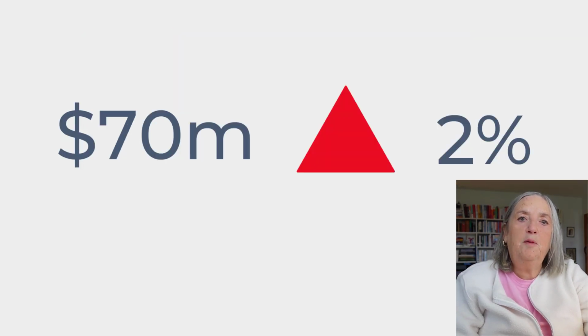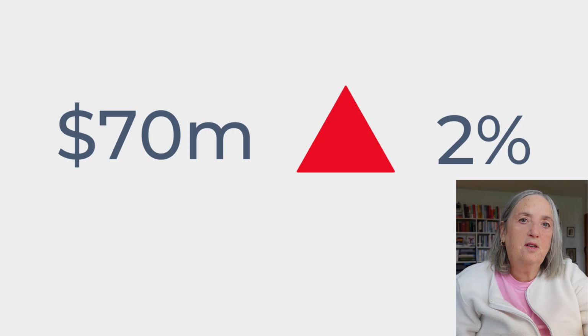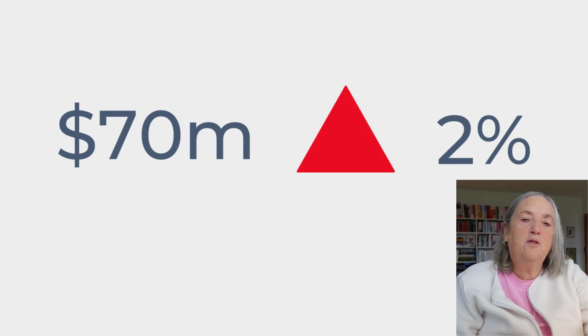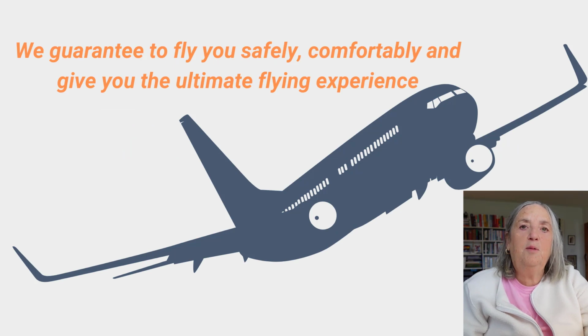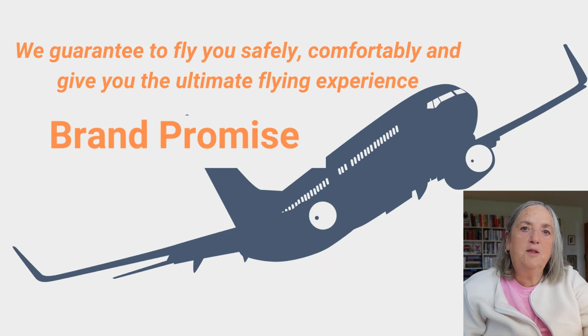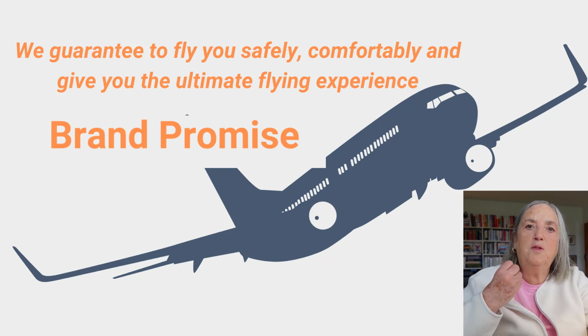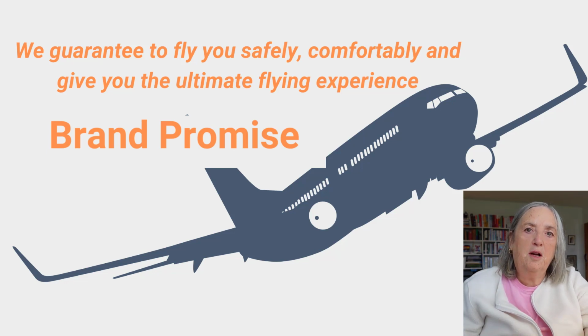So this is about value, and we've got a value of $70 million, and this value has increased by 2%. So this is what we said was a valuable intangible asset that can be measured. Now here we've got an aeroplane, and the brand says we guarantee to fly you safely and comfortably and give you the ultimate flying experience. Now this is, of course, the brand promise. This is what we're trying to tell consumers to expect from the brand.